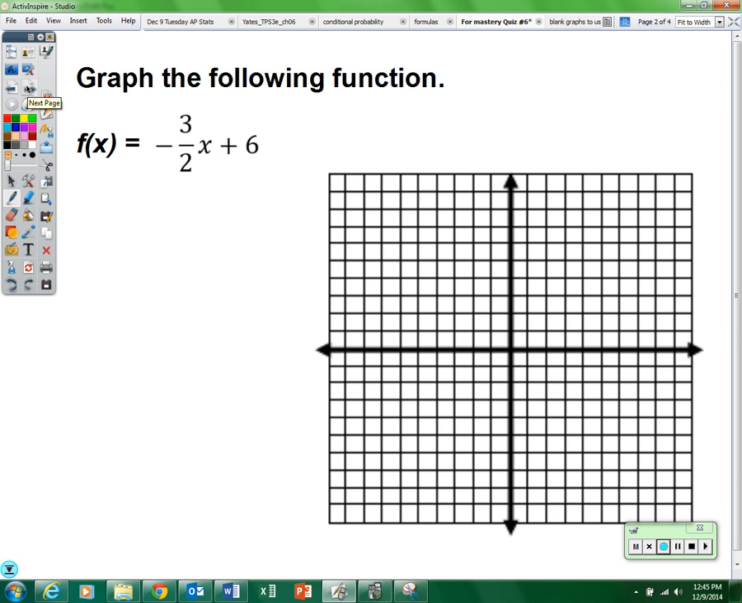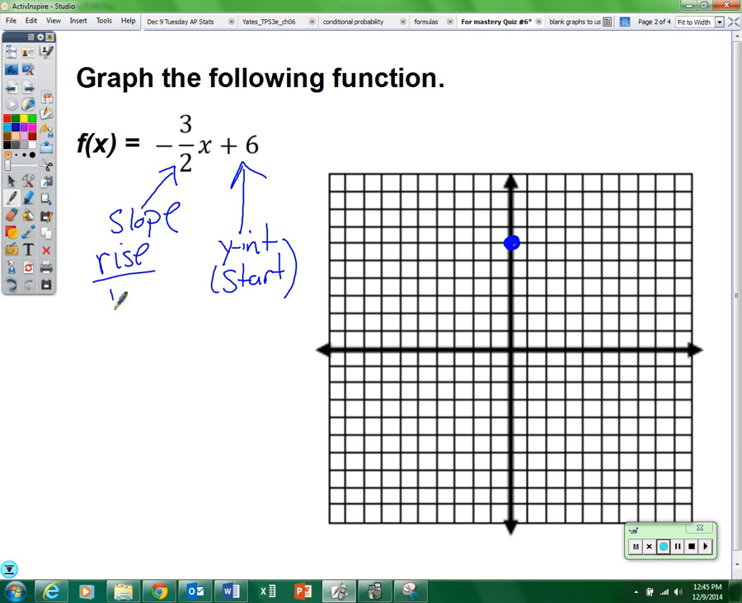Okay, graph the following function. Remember, this is your y-intercept. That is where you start. So on the y-axis, plot a dot at 6. 1, 2, 3, 4, 5, 6 is right here. The slope tells us where to go. Remember, it's rise over run.